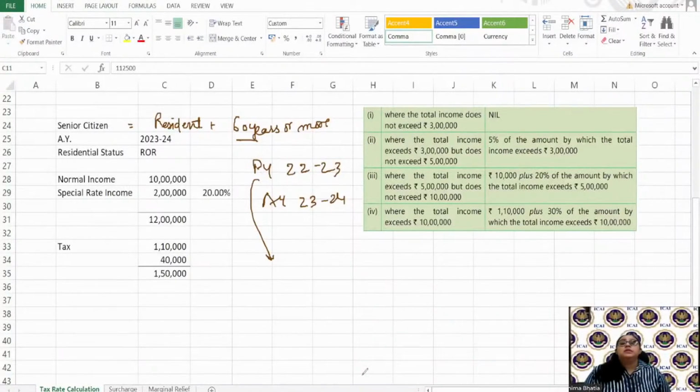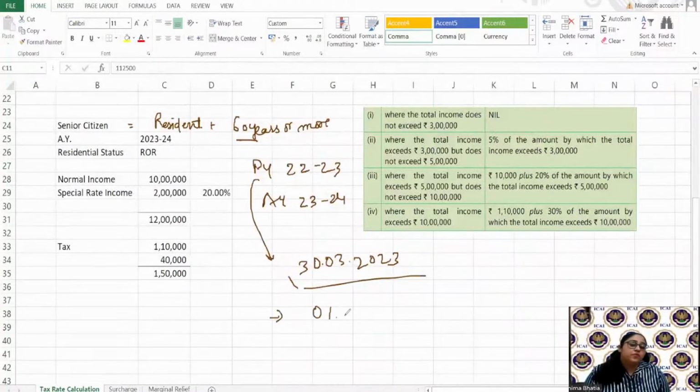If he's turning 60 on, say, 30th of March 2023, then also he's a senior citizen for the entire previous year 22-23. Is it clear? Even on 31st March also. Now, interestingly, students, एक circular है, a circular for clarifications from 2016, which tells that even if your birthday falls on 1st April of the next financial year, then also you would be assumed to have attained the 60 years of age in the preceding previous year itself.